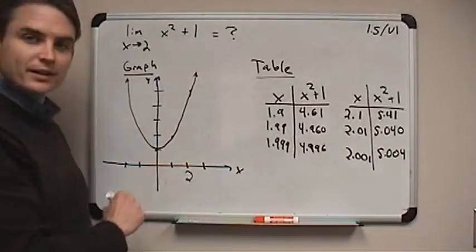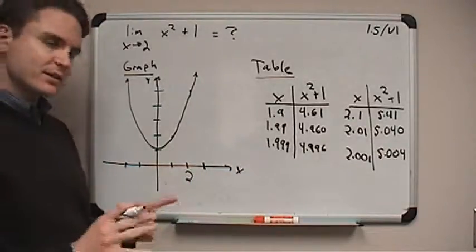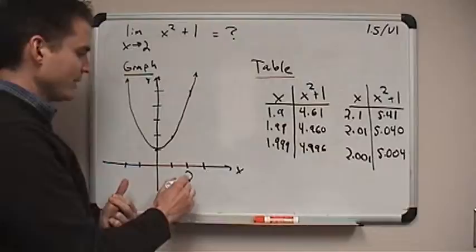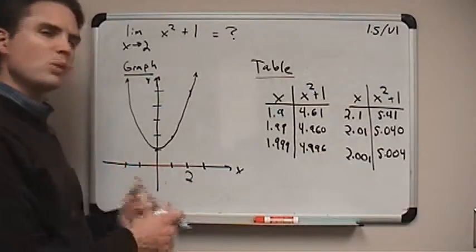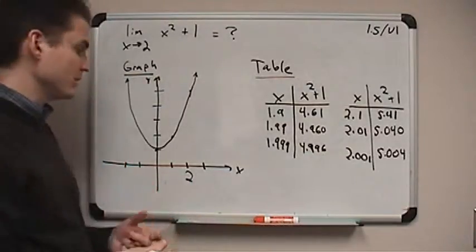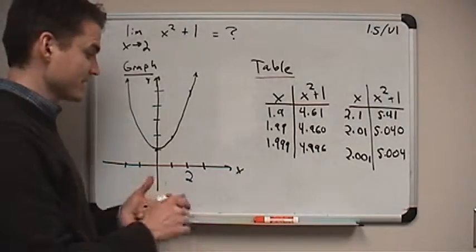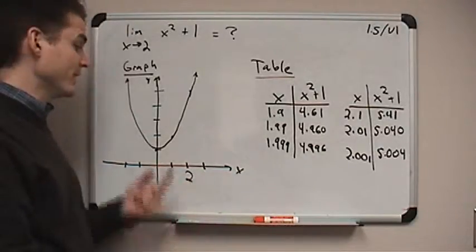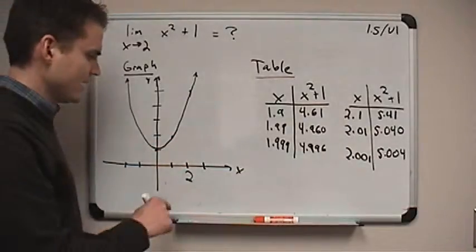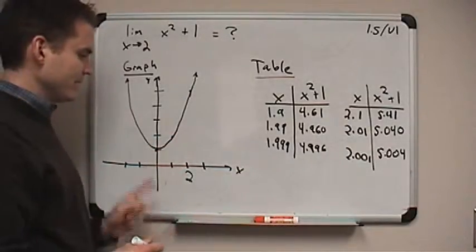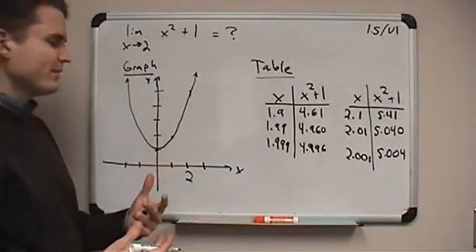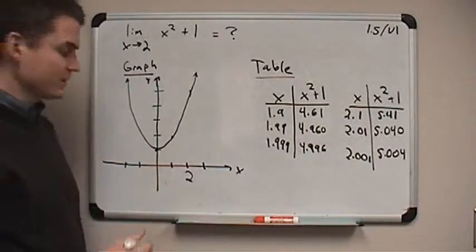Well, 2 is right here on the x-axis. So to answer this question graphically, what we have to do is look at the graph and say, what y value is the graph getting close to when the x value gets close to 2? Now, sometimes this is the same thing as the exact y value we get out when we put 2 in for x, and in this case it will be. But again, the question is, what does the y value get close to when x gets close to 2?